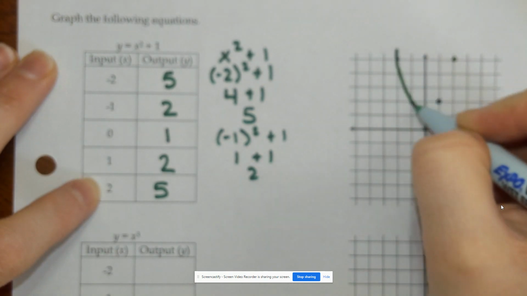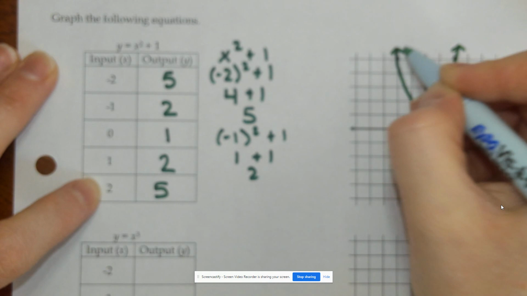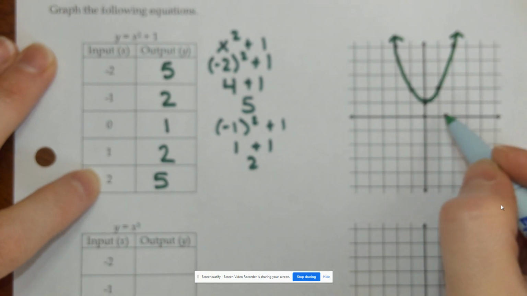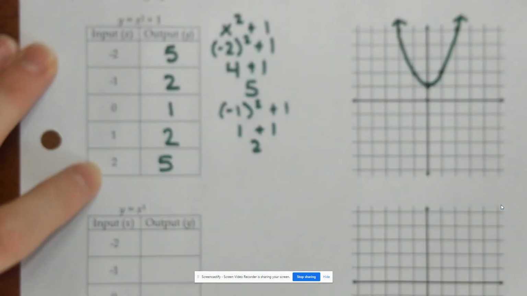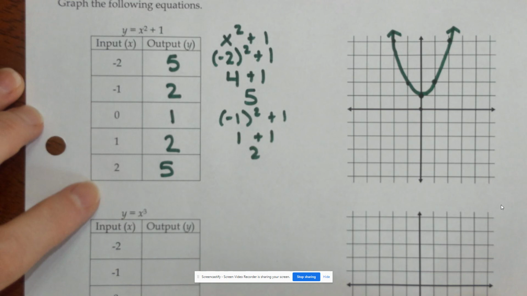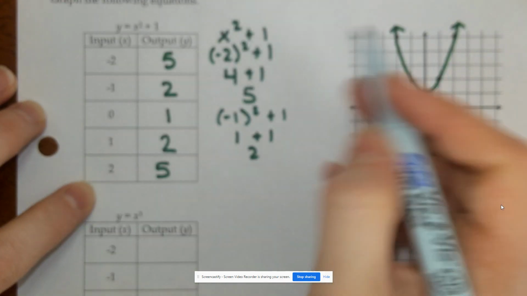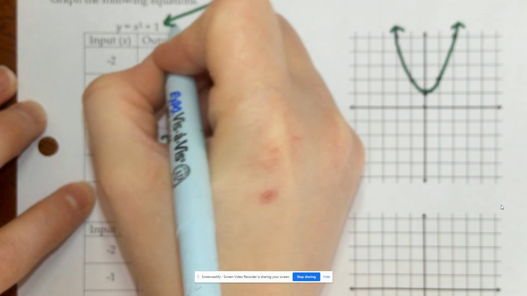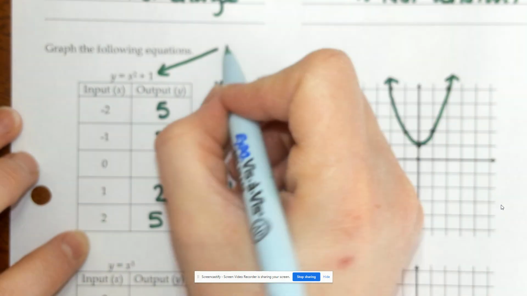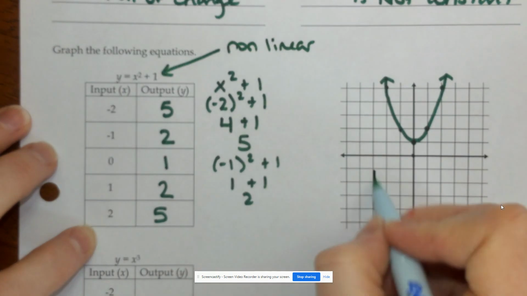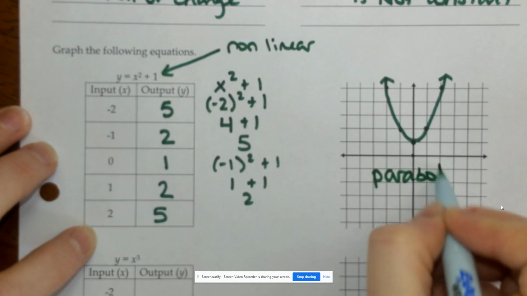All right, so because this one has x squared plus 1, we're going to get what's called a parabola. It's a very particular type of curve. This one opens up, but the x squared means that it curves. It is nonlinear. So this one, nonlinear. And this is called a parabola.